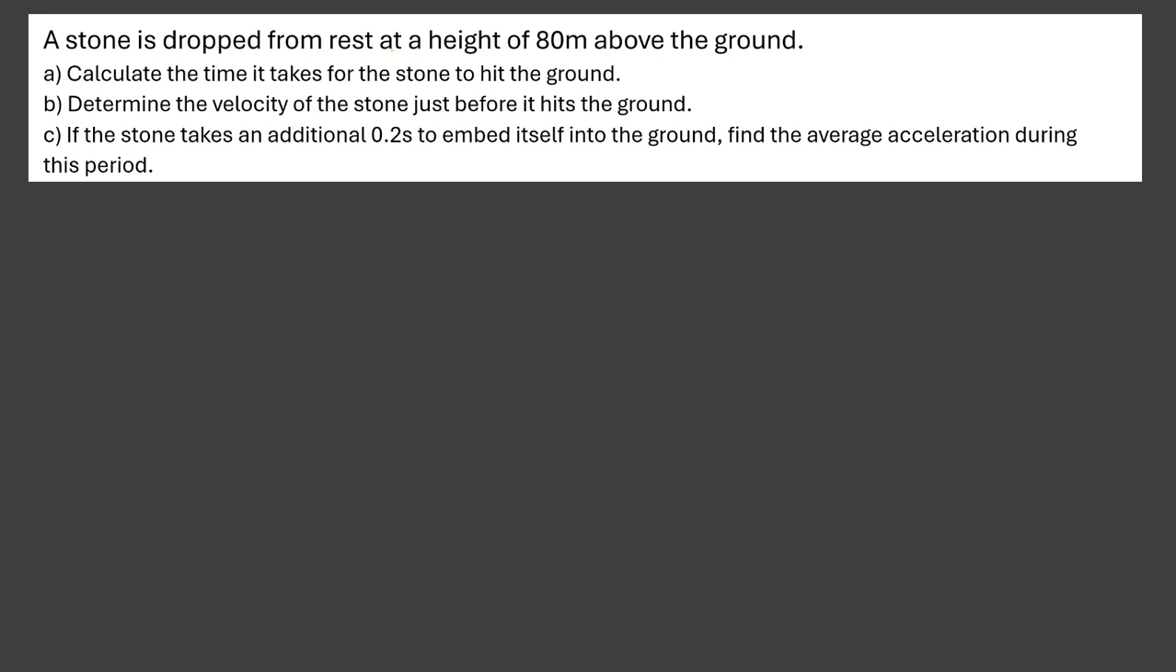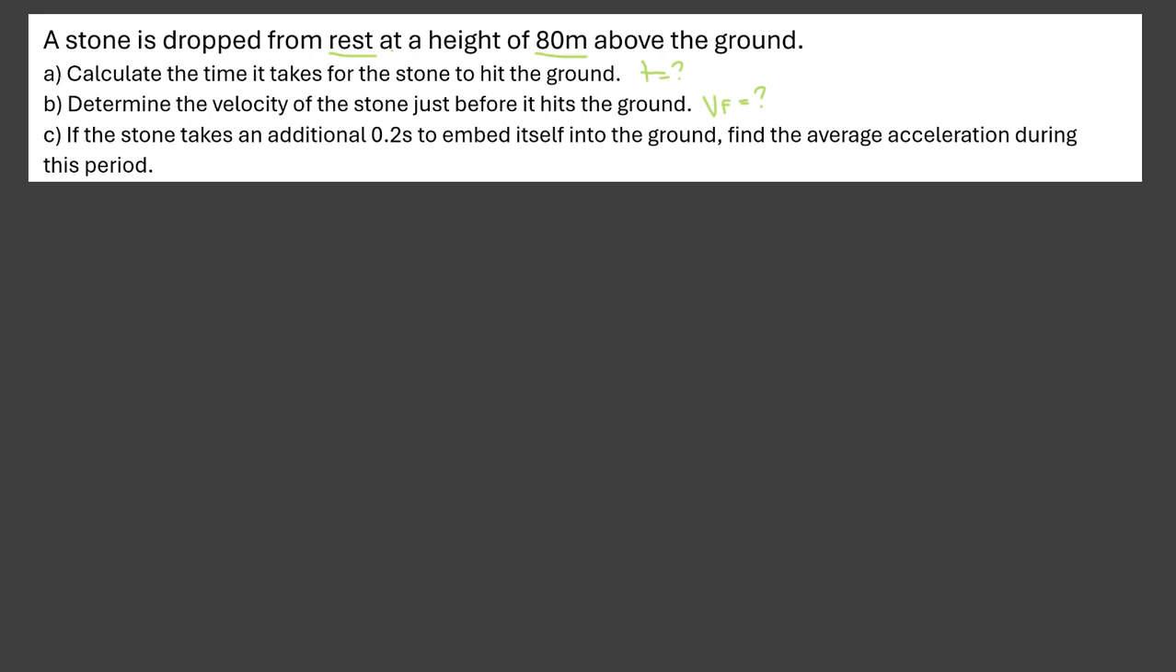So a stone is dropped from rest at a height of 80 meters above the ground. We want to calculate the time it takes for the stone to hit the ground. Next, we want to determine the velocity of the stone just before it hits the ground, so we'll call this the final velocity. And then finally, if the stone takes an additional 0.2 seconds to embed itself into the ground, find the average acceleration during this period.